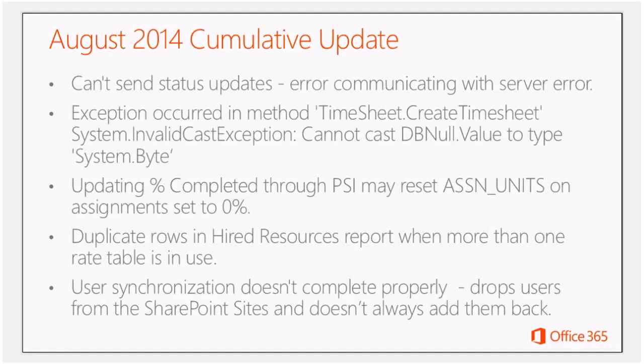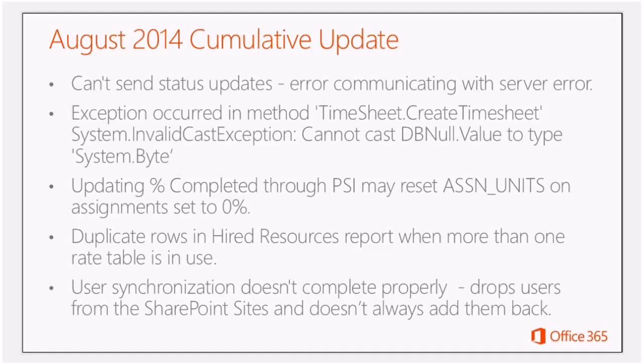The fourth item here is duplicate rows in the hired resources report. So this is a report that you can look at if you're looking at the portfolio analysis details within Project Server. This is a fix that we did within 2010, and we've basically taken that fix and rolled it over here into 2013. But the basic problem was that if you have a resource with more than one cost rate, then you would get duplicate rows within this report. And it just didn't read very well.